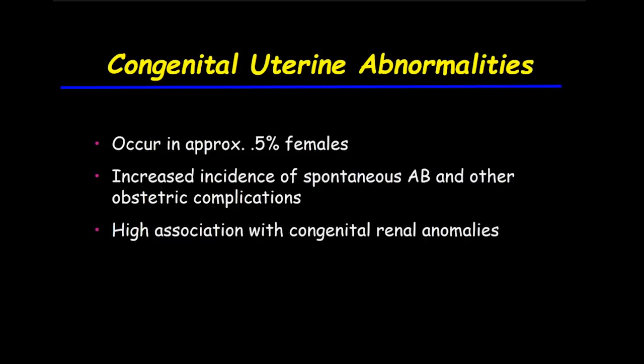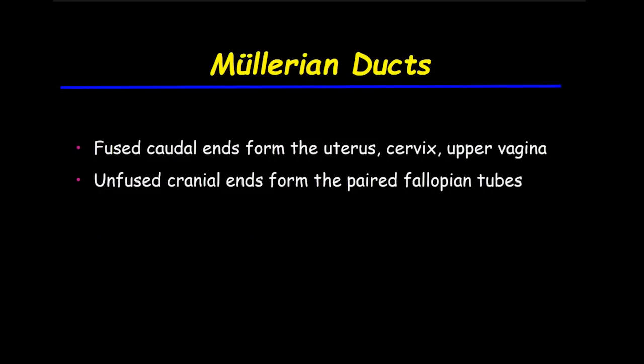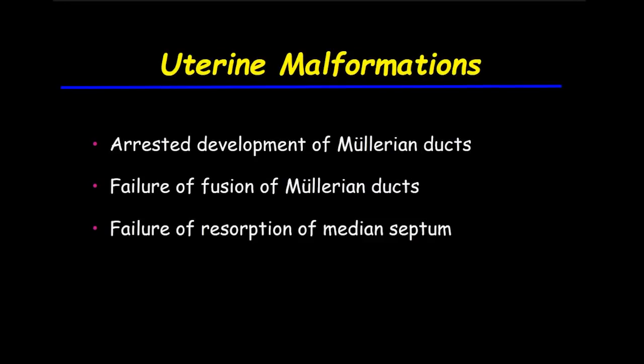Congenital uterine anomalies occur in approximately 0.5% of females and are associated with an increased incidence of spontaneous abortion and additional obstetric complications. There is also a high association with congenital renal anomalies. The two paired Mullerian ducts develop into the female reproductive tract, which includes the fallopian tubes, the uterus, cervix, and upper two-thirds of the vagina.